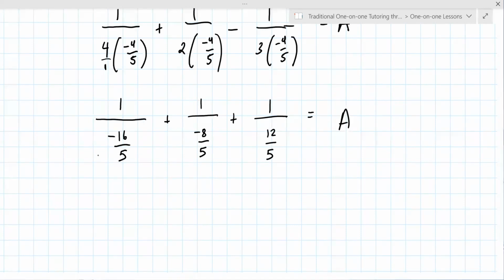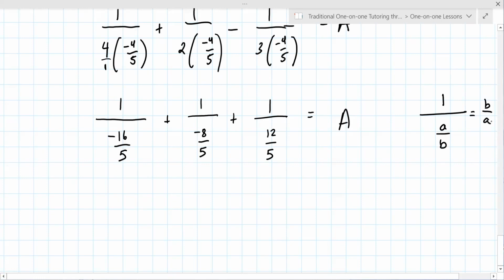I don't really remember. So the shortcut off to the side here is, let's say it's 1 over a over b. This becomes b divided by a. And the reason it does, and I'll show you here in this first one, if you multiply by the reciprocal on the top and the bottom, on the top, you get 5 over negative 16 because anything times 1 is itself. But on the bottom, the reciprocals cancel and you get 1.